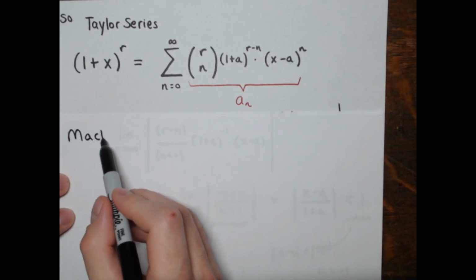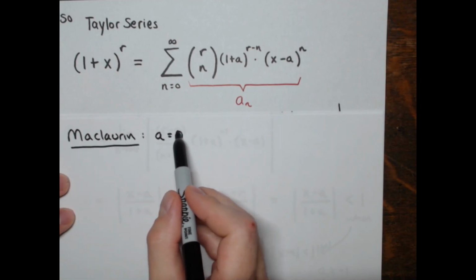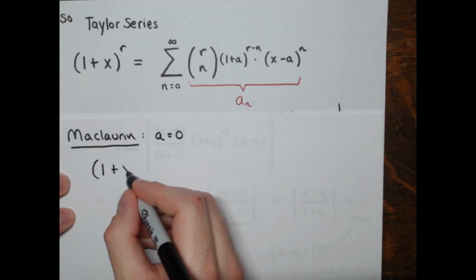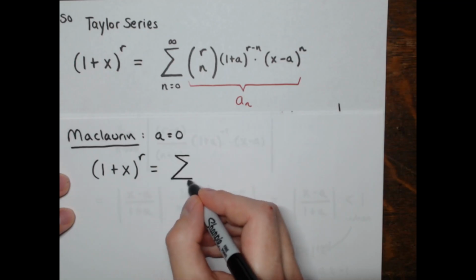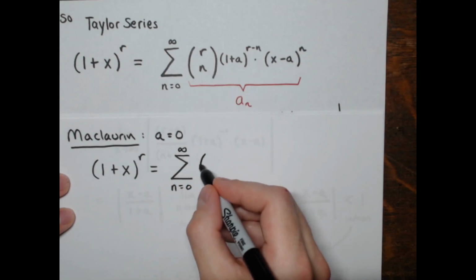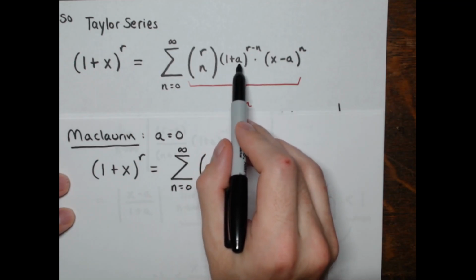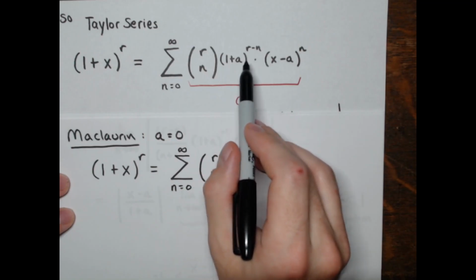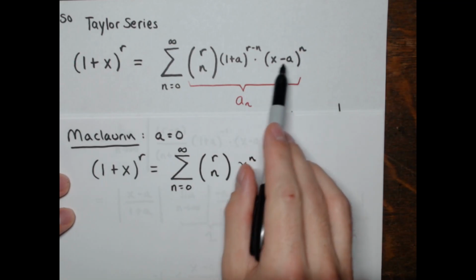And then more specifically, the Maclaurin series, right? Remember, this is just let a be 0. Center this at 0. So our (1 plus x) to the r will be equal to the following sum from n equals 0 to infinity of r choose n, and then times 1 plus 0. So 1 to a power is just going to be 1 all the time, so I'm not going to write that. And x minus 0 to the n. So this looks a lot nicer when we let a be 0.